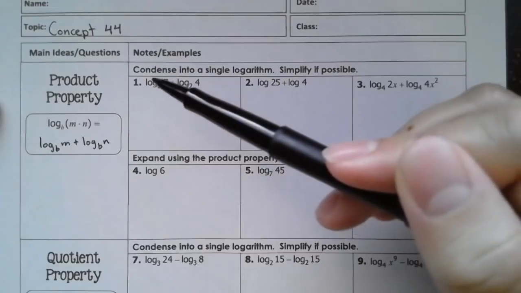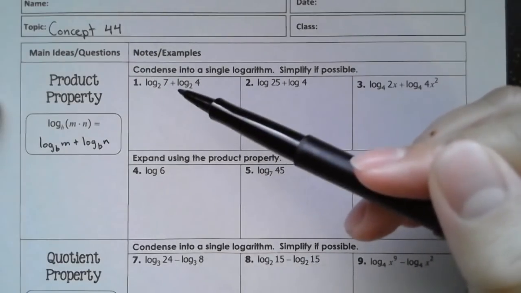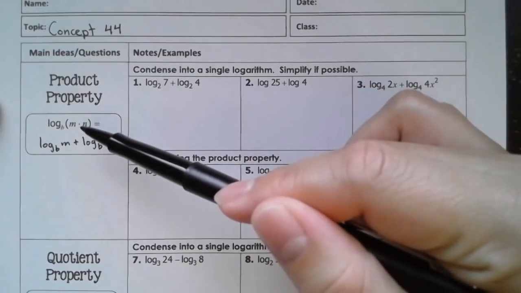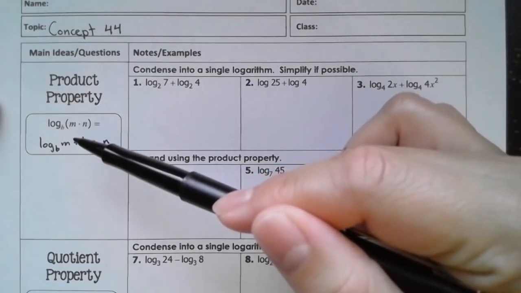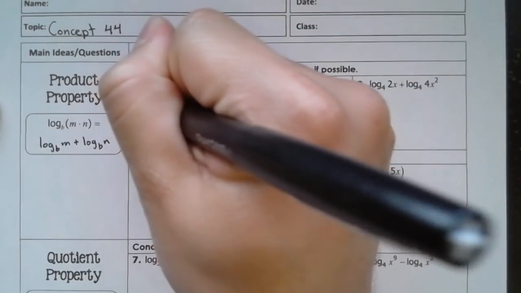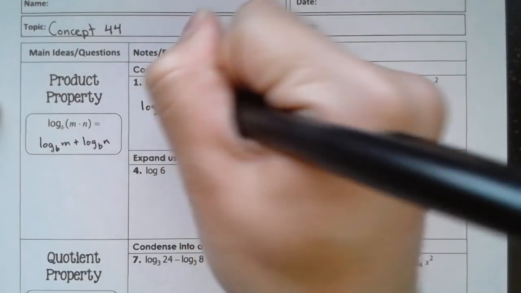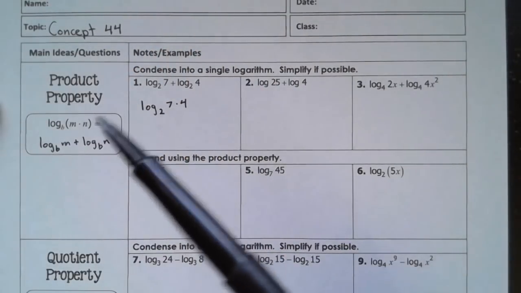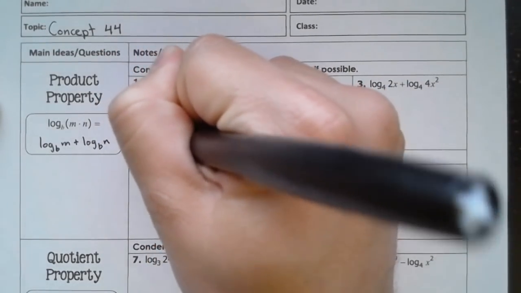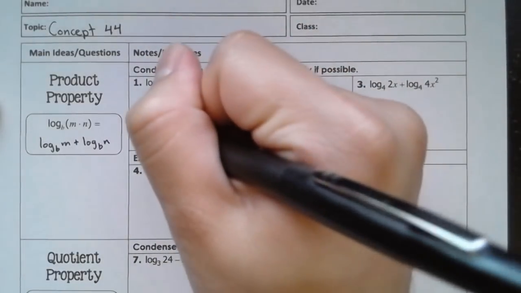So we rewrite the two logs into one log. So they give us this form, we have to go over to this form. So again, multiplication to addition, or addition to multiplication. So here I have log base 2 of 7 times 4. And again, I'm just reversing the property. So this is equivalent to log base 2 of 28. And we're done. This is my answer.